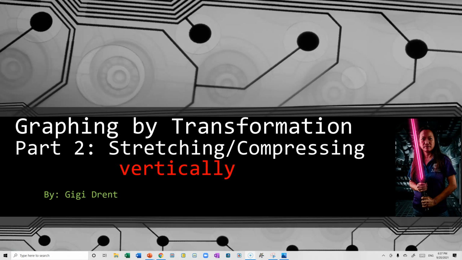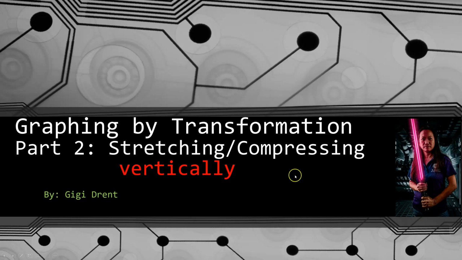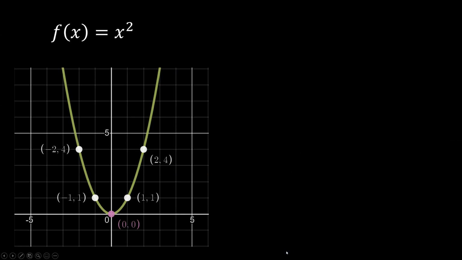This is part 2 of graphing by transformation, and in part 2 we are going to be stretching and compressing vertically. Okay, so we're going to change the vertical component by stretching and compressing it. All right, how does that work? Let's see. We are going to use the x-squared parent graph.